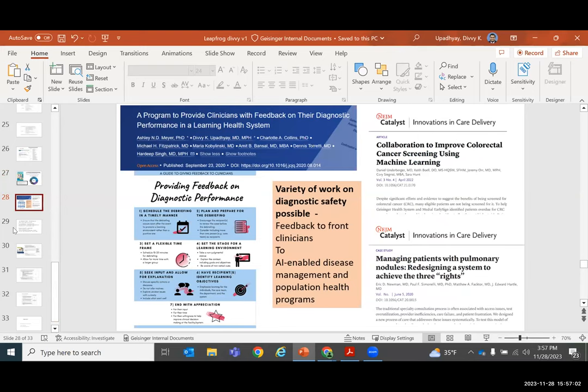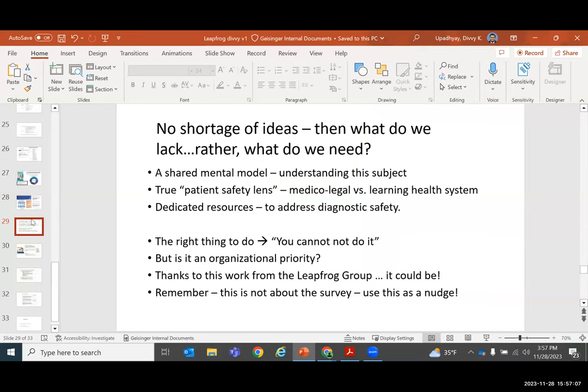In any case, my concluding point is that this was a small story to share with you what one organization can do if they make up their mind. If you look back, what is it exactly that is preventing us? There's no shortage of ideas. I think what we sometimes lack is a shared mental model, among all the different levels of staffing and stakeholders within the healthcare organization, of what truly diagnostic safety is. If you put a true patient safety lens, you will realize that just checking boxes, or just looking at whether the standard of care was met, is not sufficient. In fact, it is a missed opportunity in serving our patients, because unless we regularly learn, based on a learning health system model, we are missing opportunities.